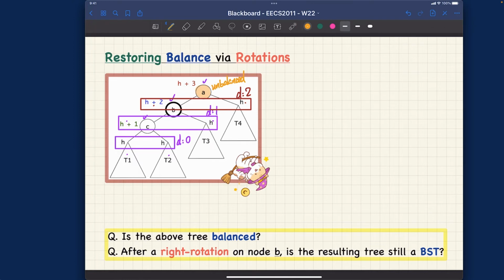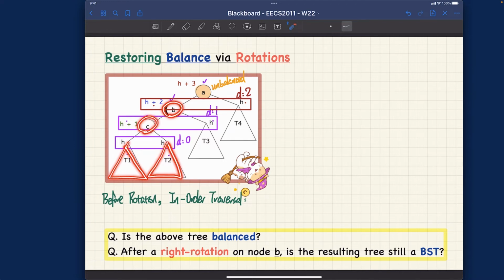The way to judge whether or not we are compromising the search property of the tree is by looking at the in-order traversal. Let's take a look. Before the rotation, what if we do an in-order traversal on the tree? What's going to be the order? Well, if you do the in-order traversal, it's going to be T1, and then C, and then T2, and then B, and then T3, and then A, and then T4.